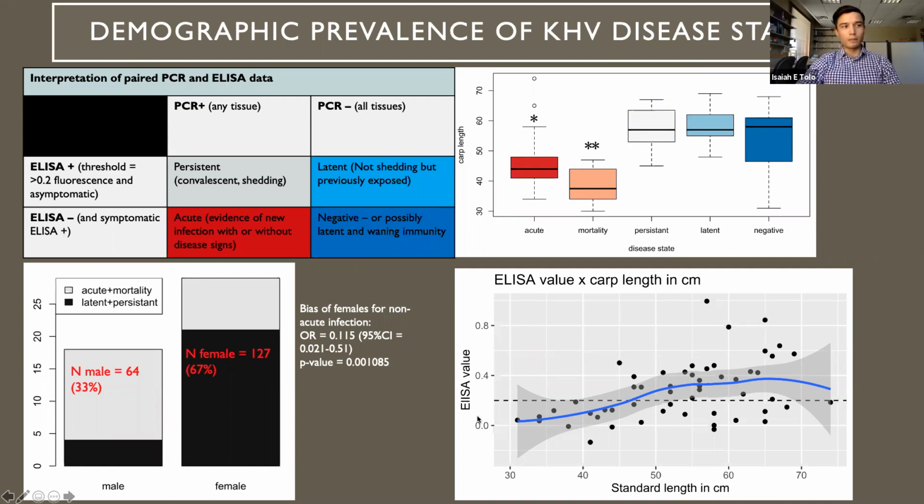And then finally, looking at the ELISA values, you can kind of think of this as how resistant the carp are to KHV versus the age. So again, proxied by standard length. You can see that older carp have more resistance to KHV. So they have more of those serum antibodies, which explains why they're not as likely to have acute infections or to die from infection anymore.